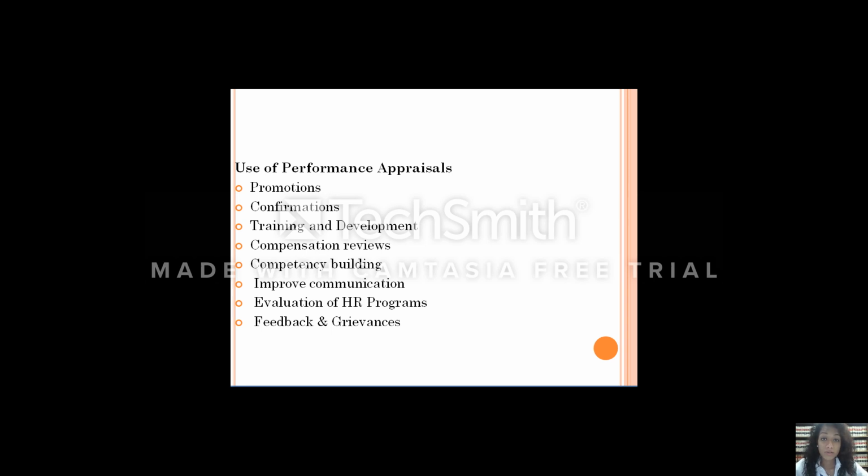Then for compensation reviews, it can be used for competency building. To improve the communication between employees and different members of the organization, the performance appraisal can be used. Evaluation of HR programs, and the last use of performance appraisal is that it can be used for feedback and preventions. And with this, my presentation comes to an end.